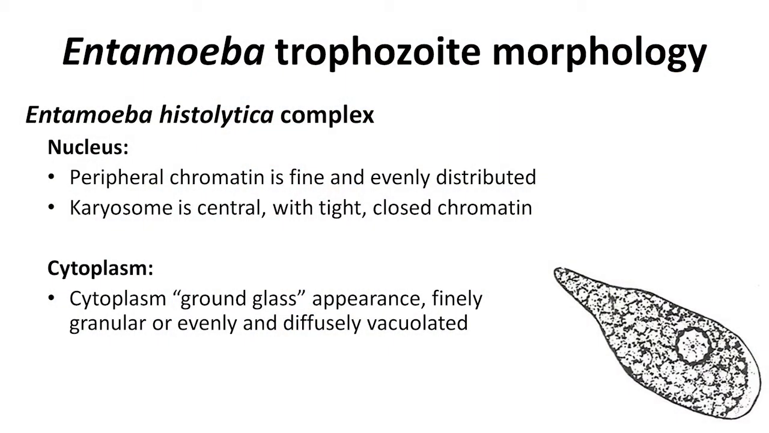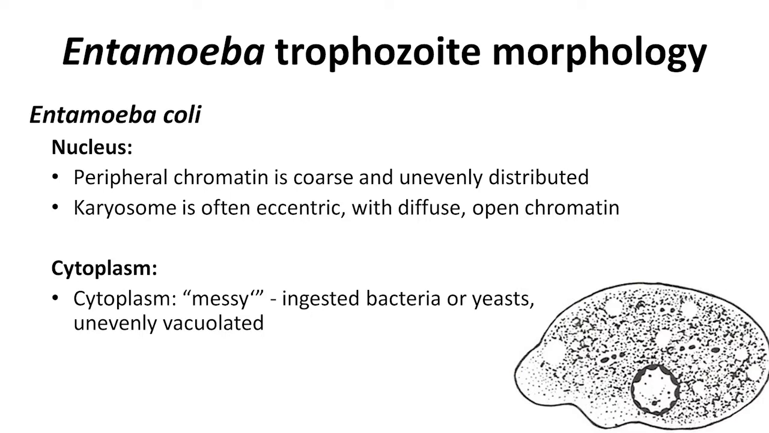Important to consider when you're looking at these trophozoites is the cytoplasm. In this case, the cytoplasm has a lot of fine vacuoles. It can be described as having a ground glass or a bubbly vacuolar appearance, but it doesn't tend to ingest bacteria or yeasts. Let's now compare that to Entamoeba coli.